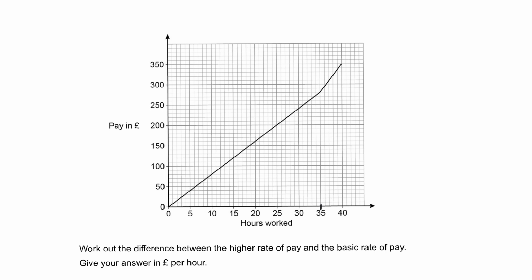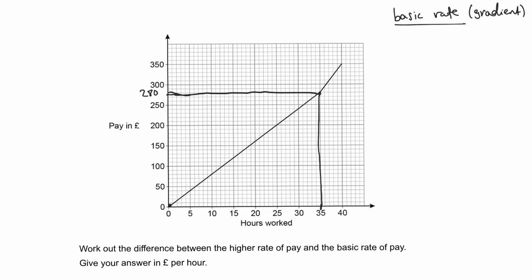Then the question wants us to work out the difference between the higher rate of pay and the basic rate of pay. So first things first, we're going to work out the basic rate of pay. In order to work out the basic rate and the higher rate, we're going to work out the gradient. So I'm going to pick 2 points on the graph, the top end and the bottom end. At 35 hours, I'm going to draw a line across, and if it was a nice neat straight line, which I'm sure you would do on a piece of paper, that would be £280. Remember, your gradient is your change in y over the change in x. So that'll be 280 minus 0 over 35 minus 0. Working that out, that would leave you with an answer of £8 per hour.